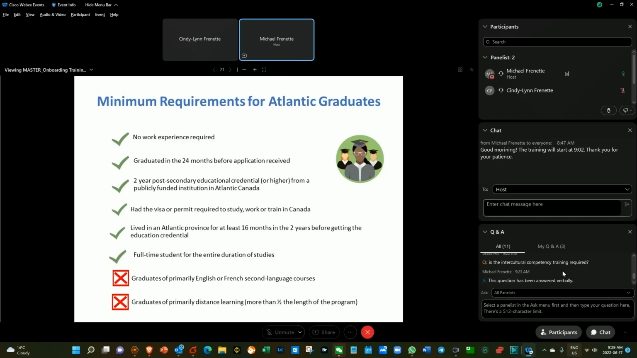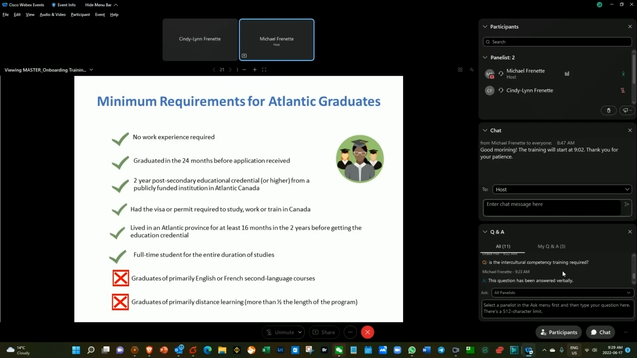So qualified Atlantic graduates are exempt from the work experience requirement. That being said, they do have some additional requirements that they need to meet. So the application must be received within 24 months after graduation, and they must have completed a 2-year post-secondary educational credential or more from a publicly funded institution in Atlantic Canada. So that's a key criterion.